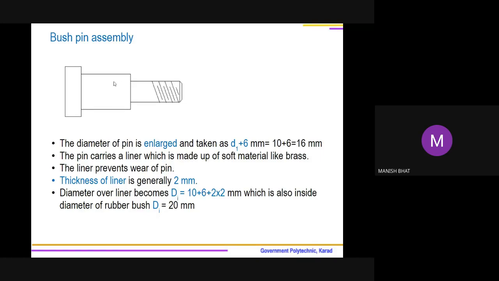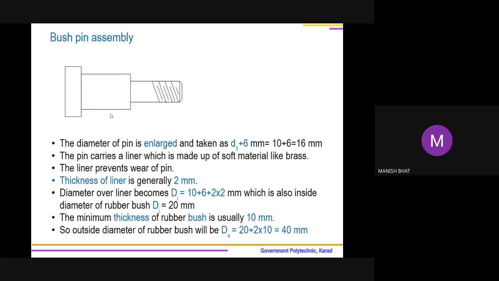This diameter, the enlarged diameter, is 16. Over that a 2 mm liner is there. So as the liner is placed, over the liner it is 16 plus 2 on one side, 2 on the other side. So the diameter will be 20 millimeter. So the inside diameter of the rubber bush, Di, will be 20. Correct?